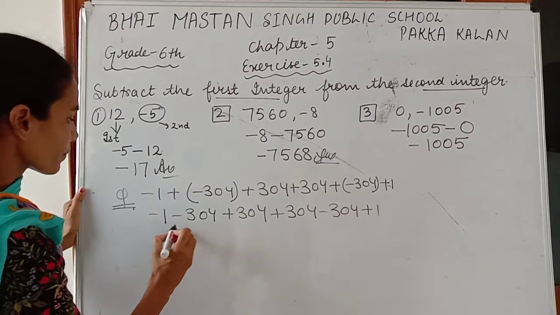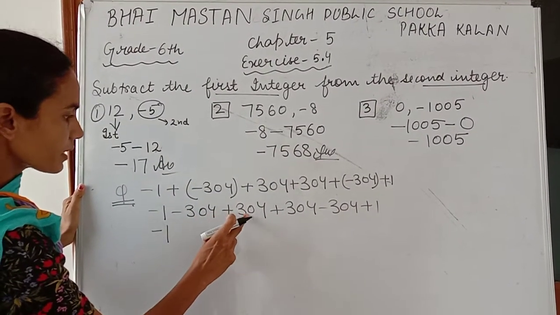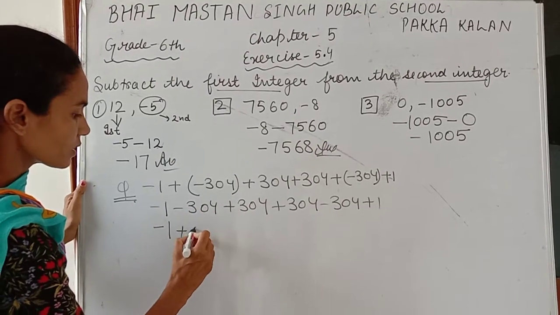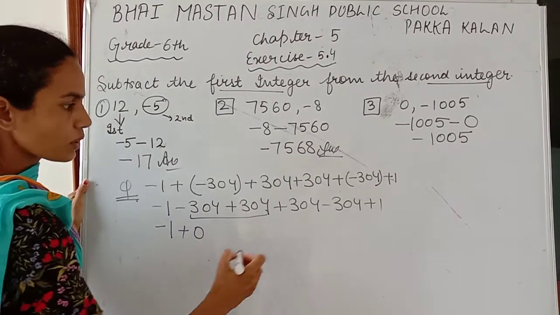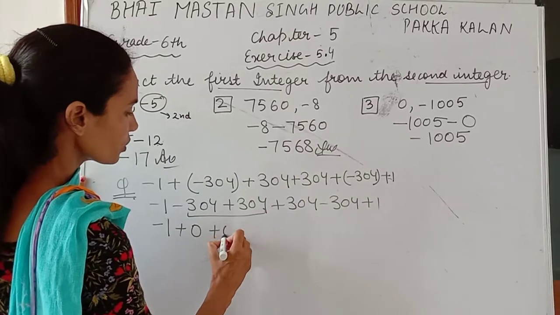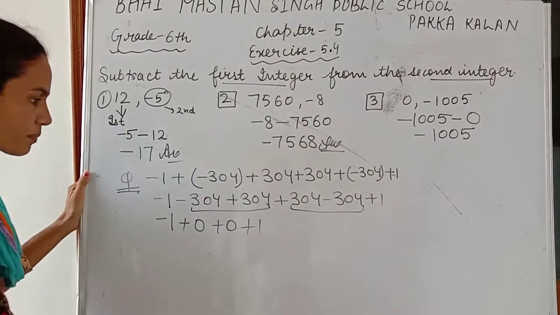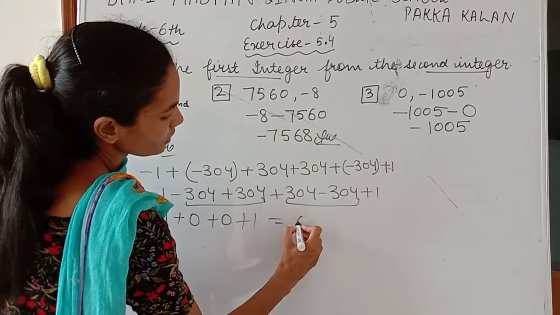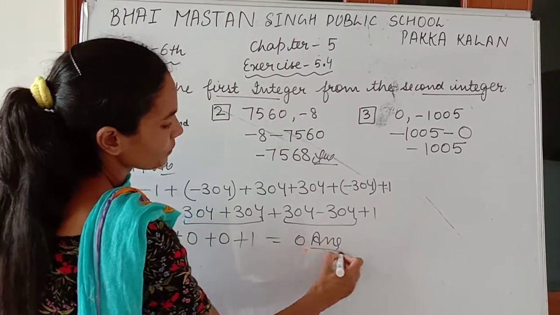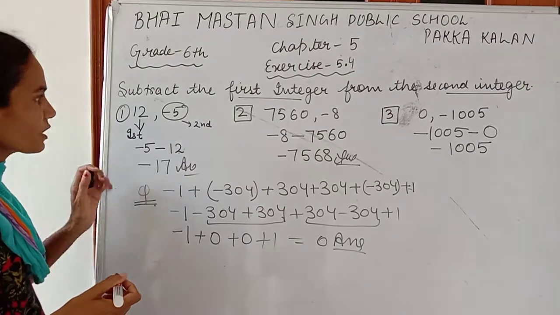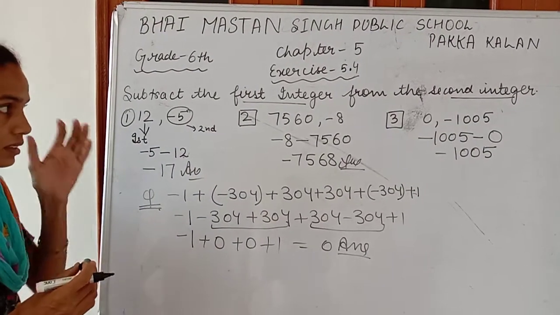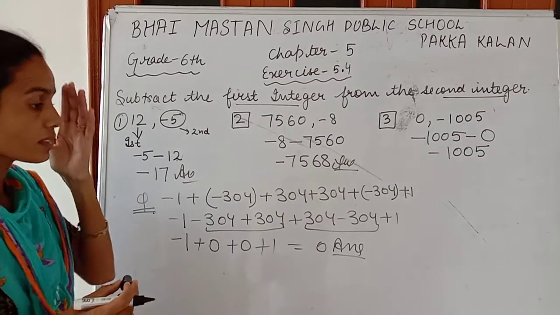So see, minus 1, 304 minus 304, 0. Is it okay? 304 minus 304, this is again 0. So this is plus 1. 1 minus 1, the answer we will get is 0. Is it okay? So these two parts we will do in this class.